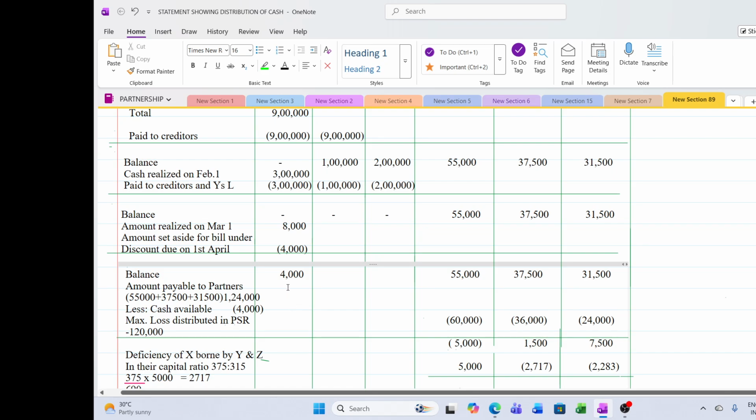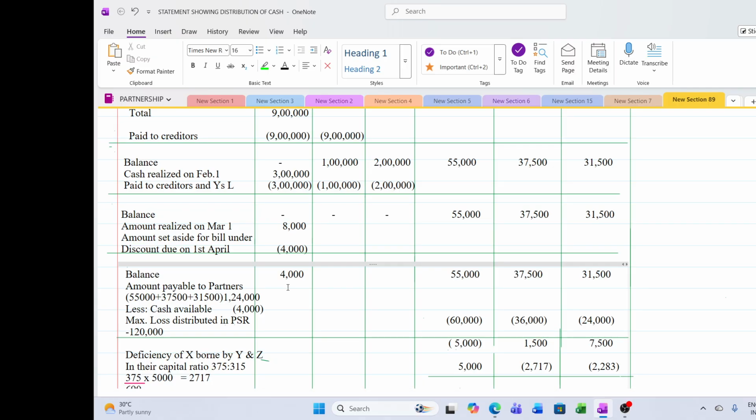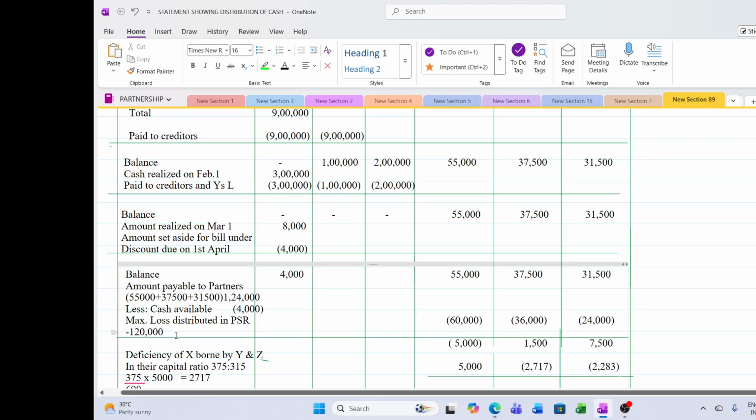So what is the maximum loss? Because we consider that hereafter we are not sure whether we will be receiving any amount. So we consider this the final payment, 4,000. So what will be the maximum loss? 1,20,000. This loss is distributed in PSR, 5 is to 3 is to 2. So it is divided by 10, 12,000. So 5 portion is 60,000, 3 into 12, 36,000, 2 into 12, 24,000.